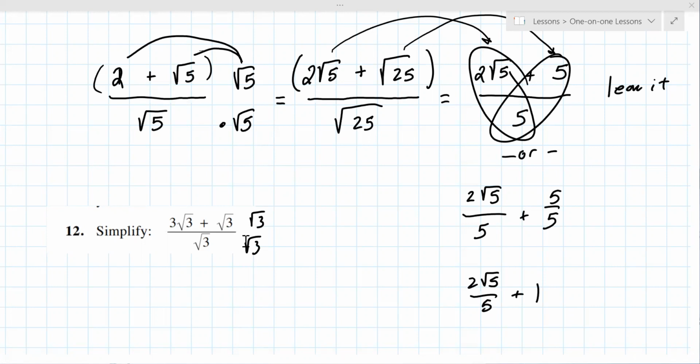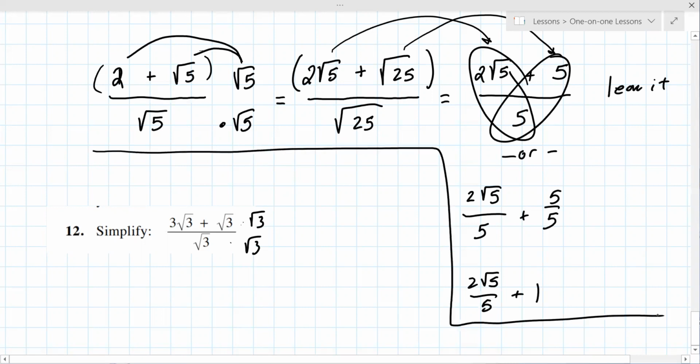Not your fault though. Give this one a try, please. See if you can work it out. It's very much like the one I just did. It looks exactly the same. And then I'll work it out here, but let's give yourself a minute to see if you can work this out.